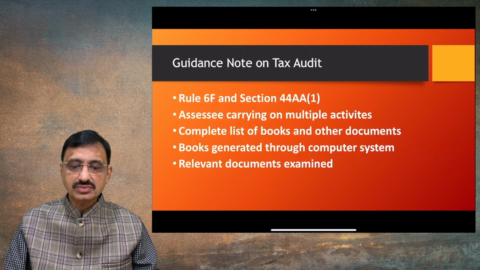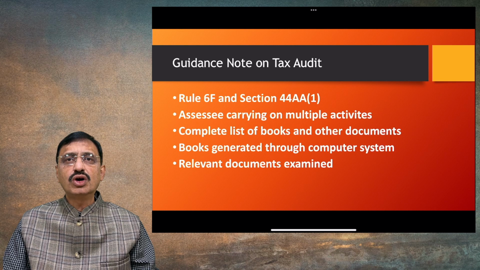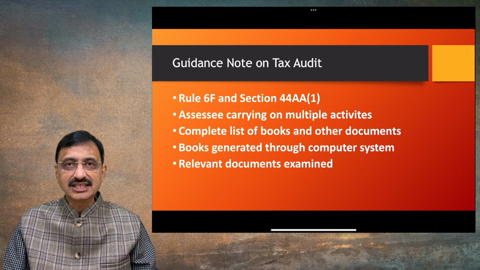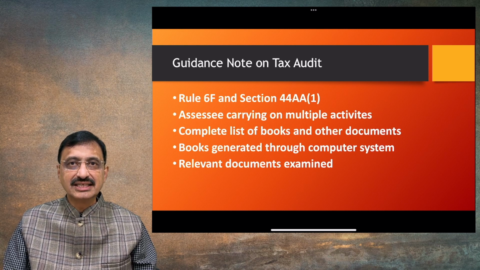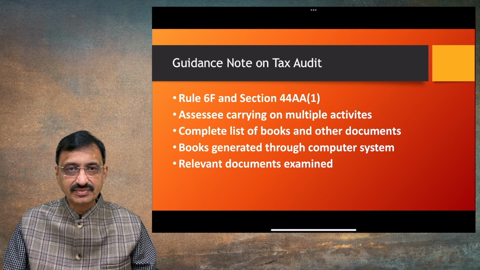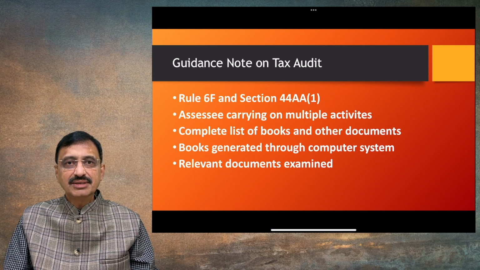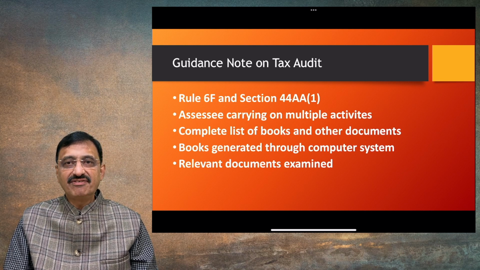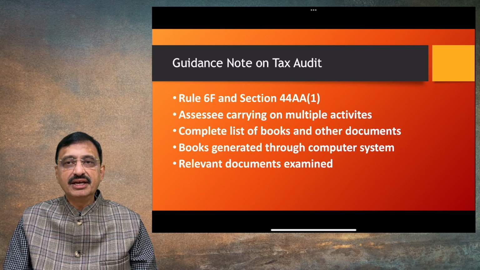Now, let us understand what the guidance note on tax audit under Section 44AB guides us in respect of reporting under Clause 11 of Form number 3CD. The CBDT under Rule 6F has prescribed the books of accounts and other documents to be kept and maintained by a person carrying on certain professions specified in sub-section 1 of Section 44AA.